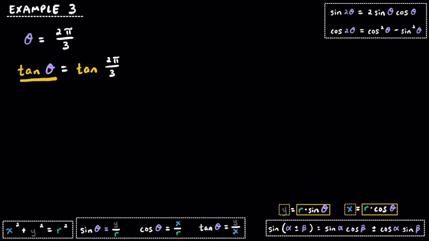So remember that tangent of theta is equal to the ratio of y over x. And so we can substitute that in and say this is going to be y over x on the left side. Now for the right side, we have to figure out what this tangent of 2 pi over 3 is.